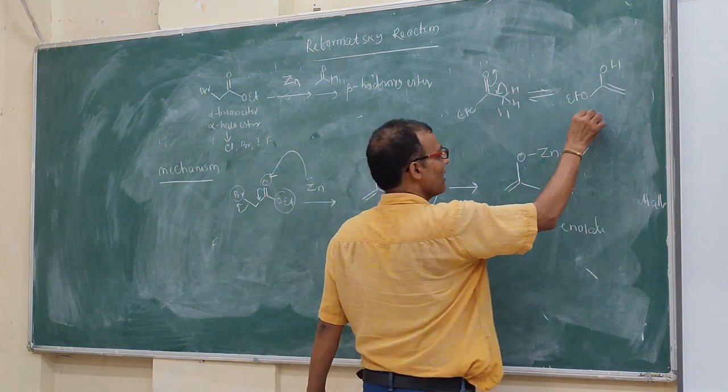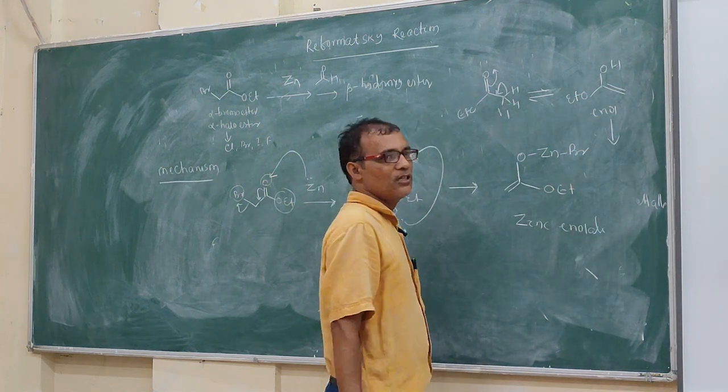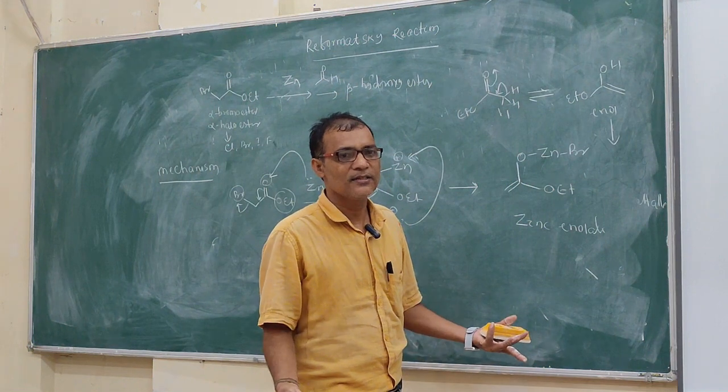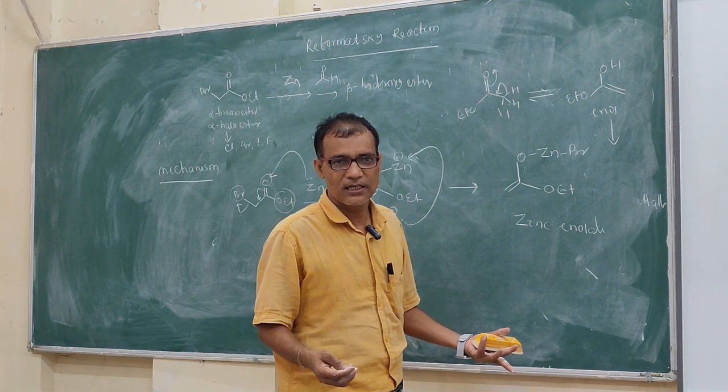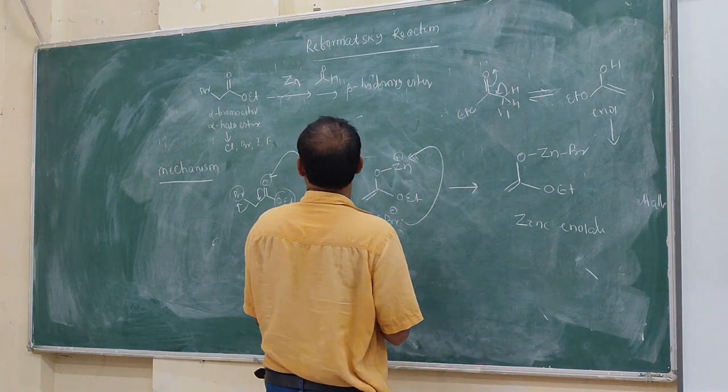This is normally an enol. Suppose, how do you make an enol? You have to use some base or acid. You know, there are two ways to make an enol, acid and base. No idea? Okay, I'll tell you this.